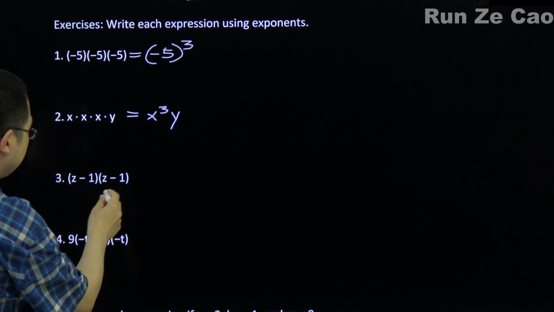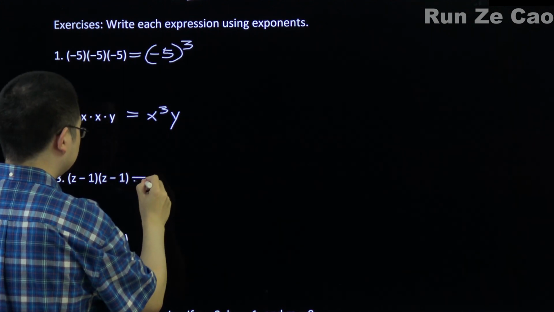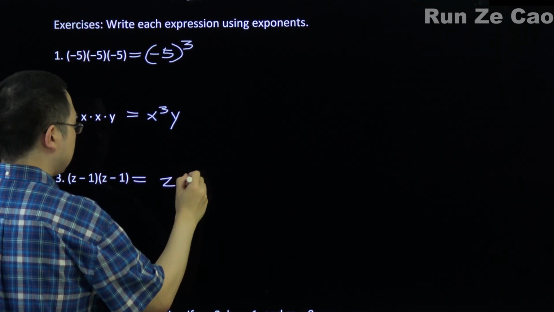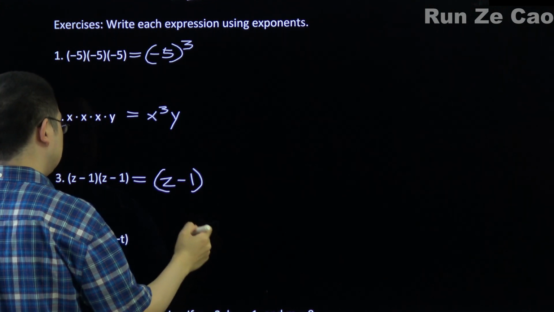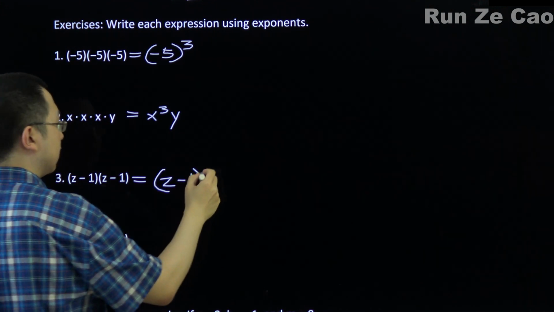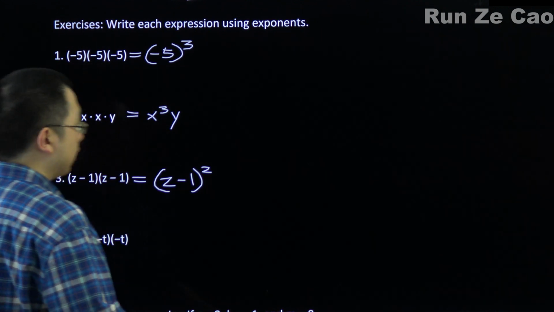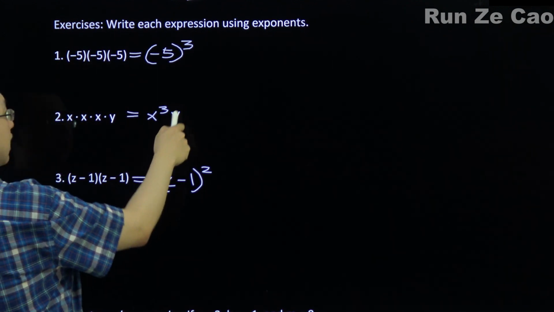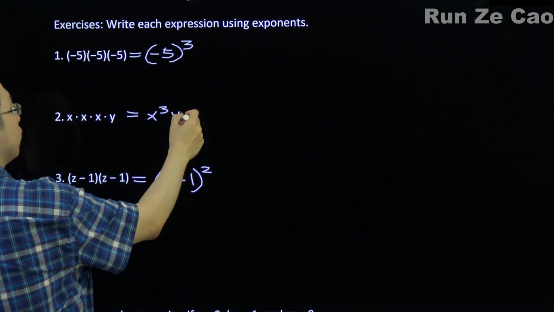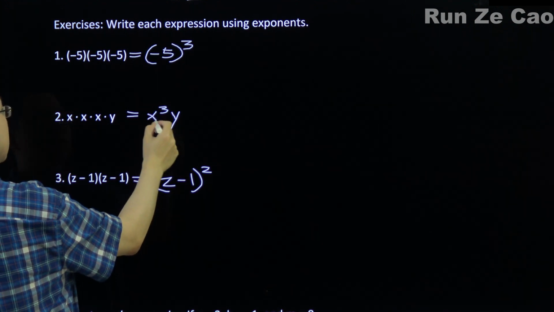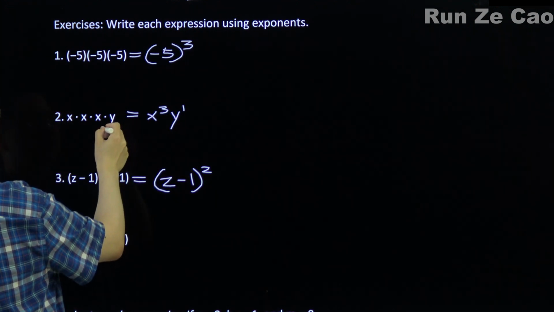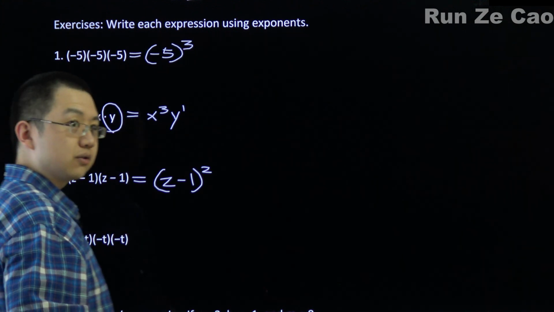Z minus 1 is what's being multiplied by itself here. So that's z minus 1. And how many times does it occur? It occurs twice. Oh, by the way, if you don't see an exponent, that means it's an exponent of 1. So this is x to the 3rd, y to the 1st, technically, because there's 1 y here, as you can see.